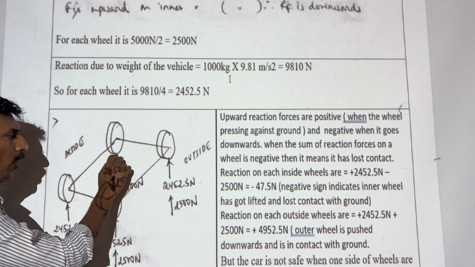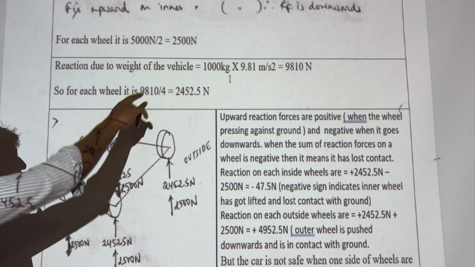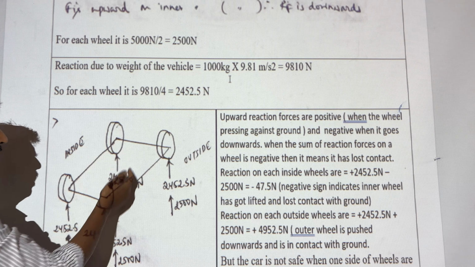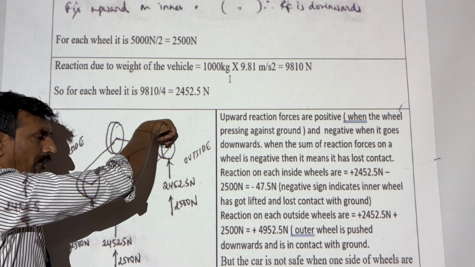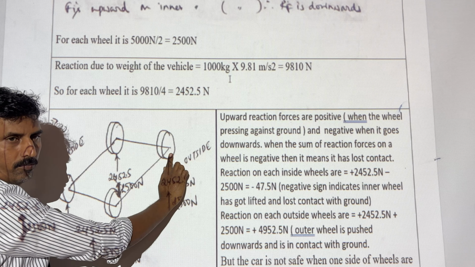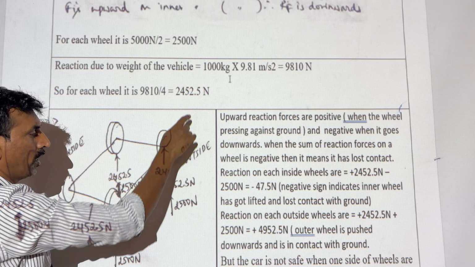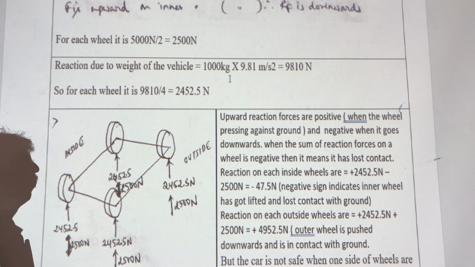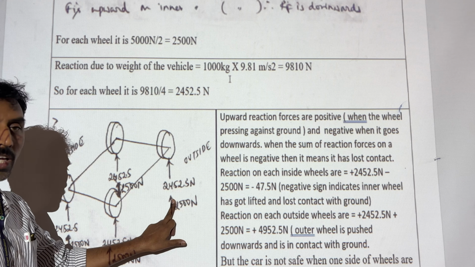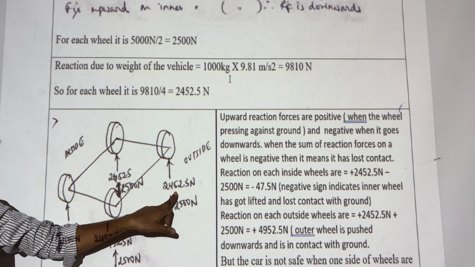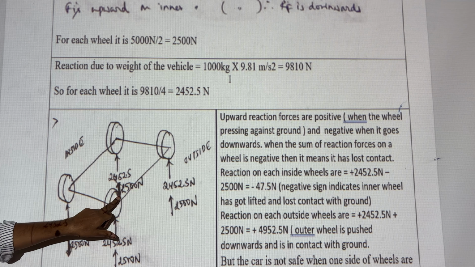So you put the reaction forces like this. But because of this, the inside wheel will get lifted off. When you have a force acting downwards, the reaction force is shown upwards, so the outer wheel will get pushed downwards. You add the value of this force, 2500 Newton upwards here, because the force gets added onto the outside wheels. But for the inside wheels, the force gets deducted.